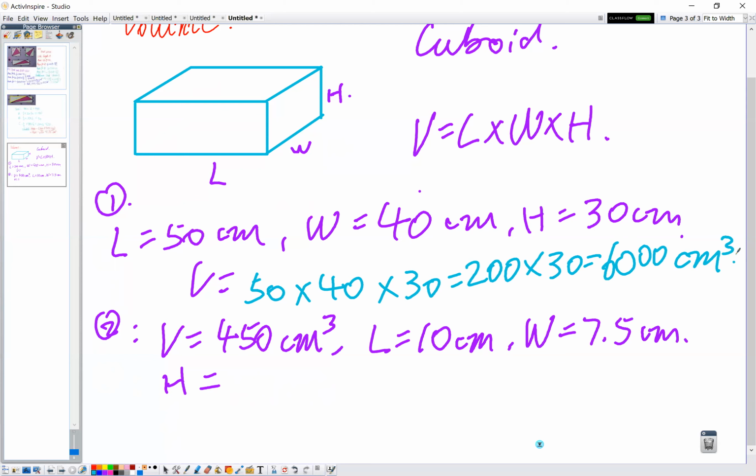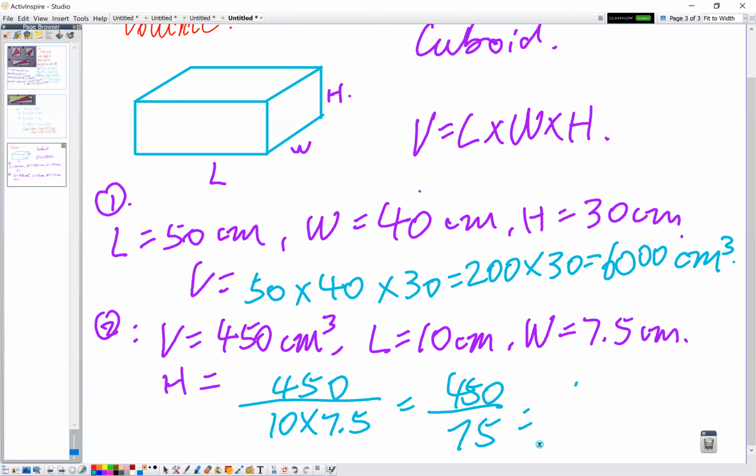And the second part of this question, can we work out the height? Basically, we know the length, we know the base. So we just use the volume, 450, divided by the length times by the base. So the answer will become 450 divided by 75. The answer is 6. This is how you got the answer.